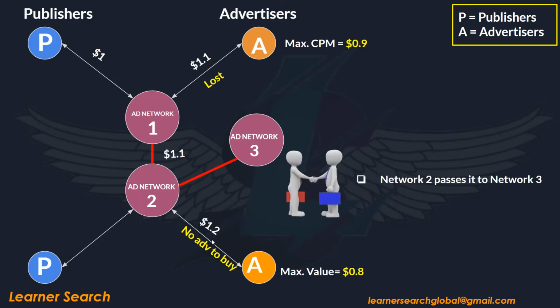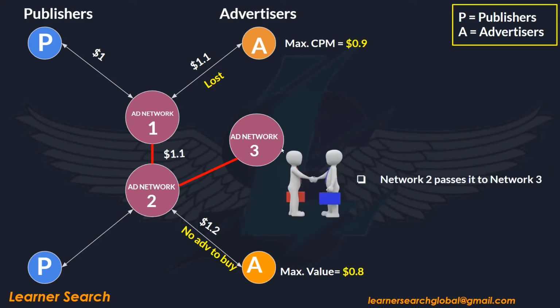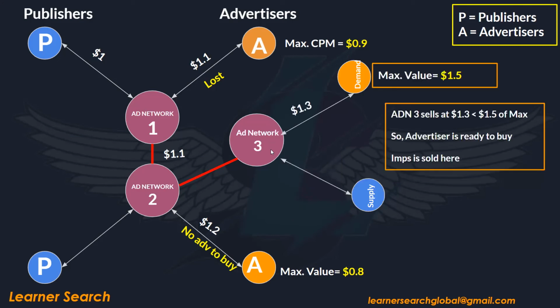That impression got unsold. Now again, ad network 2 makes a new relationship with ad network 3. Let's assume. So network 2 passes it to network 3. The setup is made in such a way that the request gets redirected. This ad network 3 obviously has demand and supply. So what ad network 3 does is add some more commission, making it 1.3. Now it is possible, right? Because it is around $1.5. So it's possible, and he's saving also.